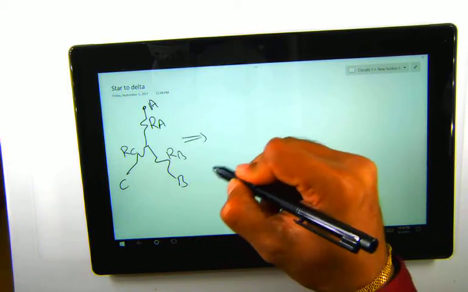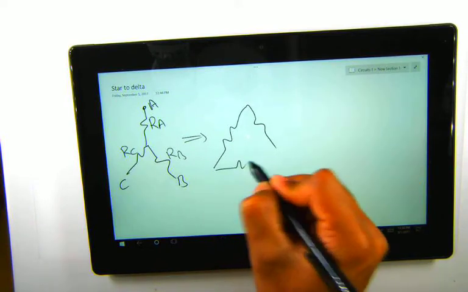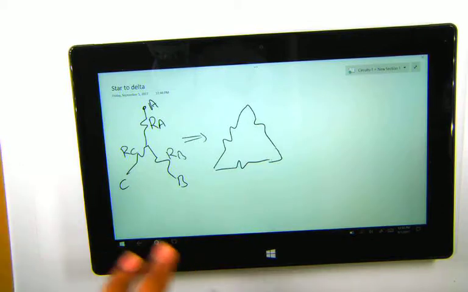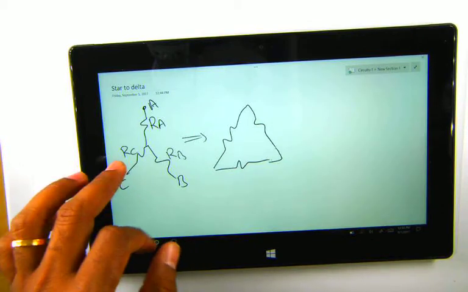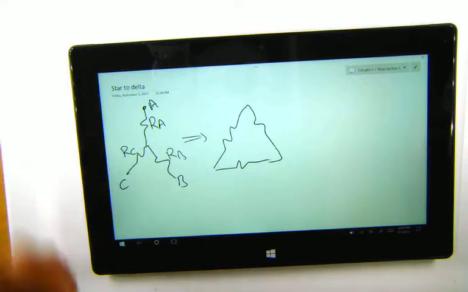I'm converting that into a delta connected circuit. Okay, why are we doing this? Because sometimes some elements are not connected in series, not in parallel. So it is kind of difficult to solve some circuits. So we need to convert a star into delta or delta into star. That way the elements will come back into series or parallel combination.